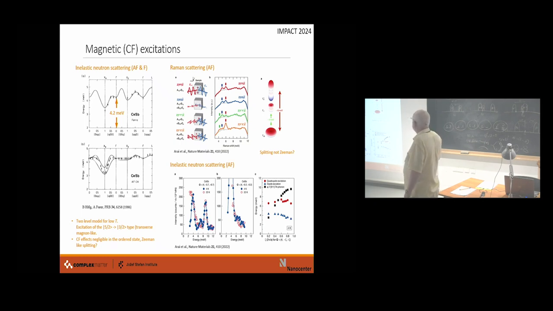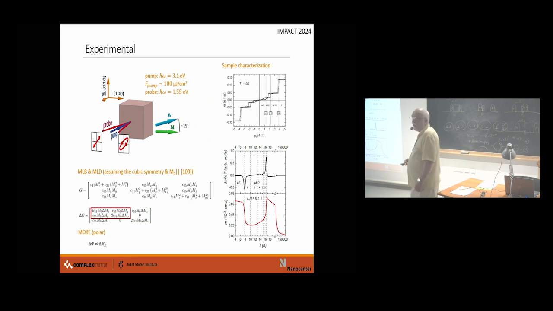In quite recent results, Raman scattering in the antiferromagnetic state, they observe additional excitations in addition to this 4.2 excitation, and they attributed it to some mixture of electronic and vibronic states. So let me go now to our experiment.